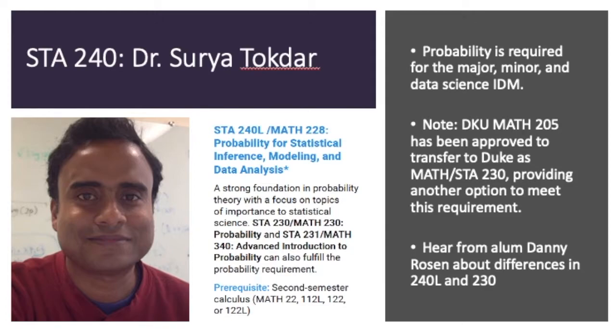However, note you may need to get on board quickly with some inference topics when you get to Stat 360 if you take Stat 230 instead of Stat 240. Students interested in a major or minor in statistics, as well as the data science interdepartmental major, must take a probability course. Here to help you navigate which flavor of probability is best for you is alum Danny Rosen, who took Stat 230 as a student and then went on to be a TA for Stat 240. We'll hear from Danny now.